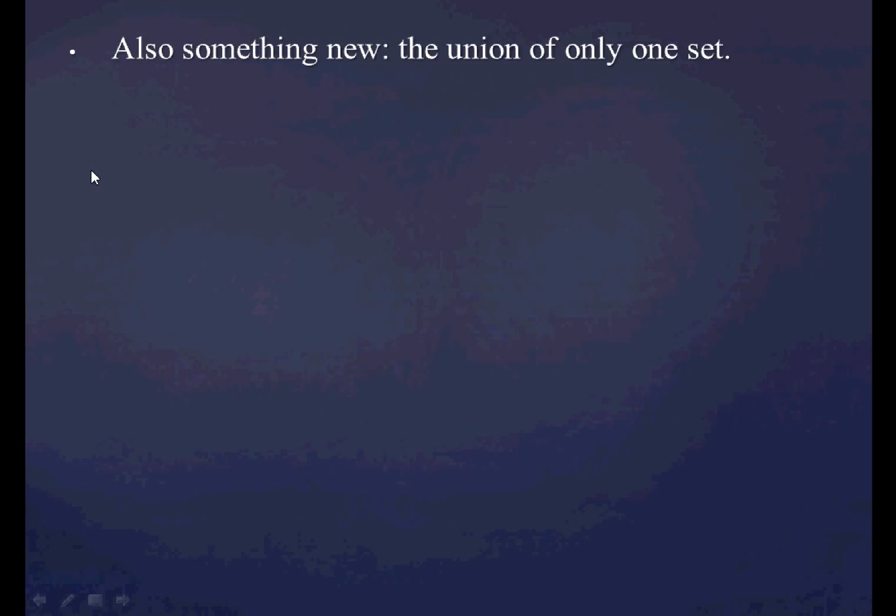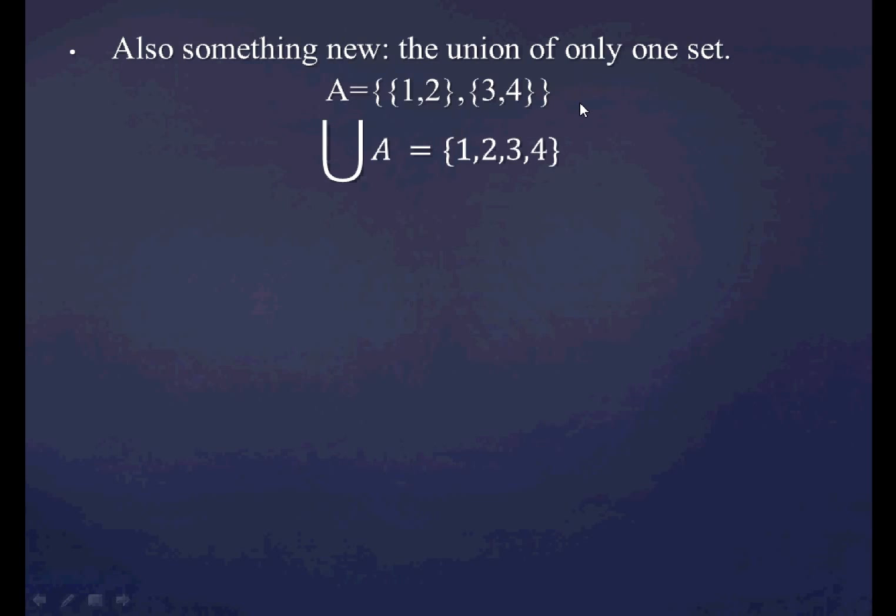So here's another new idea. Let's consider the union of only one set. Now, you're probably familiar with taking unions of multiple sets and doing tons of calculations like that, but let's consider the union of only one set. So let me construct some set I'll call A. It has two objects in it. It has a set containing 1, 2 as its first object, and the second object is the set containing 3 and 4. So let's consider the union of A. Not A and B or anything like that, just the union of A.